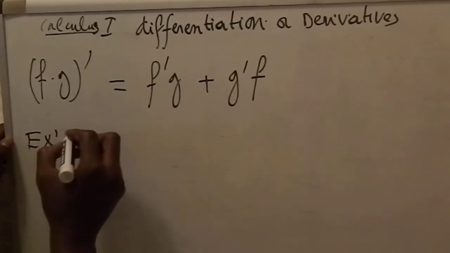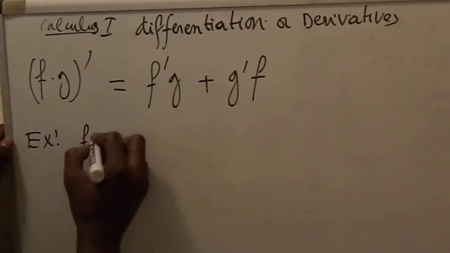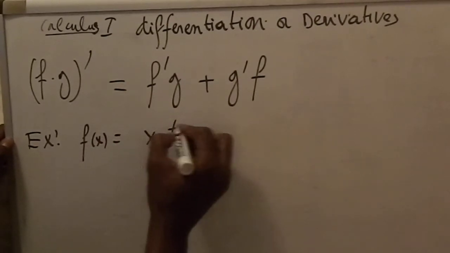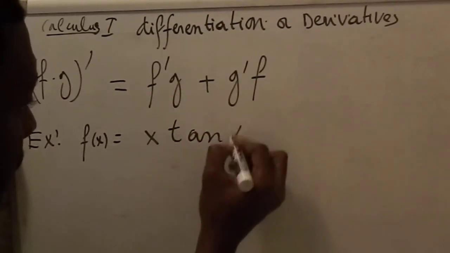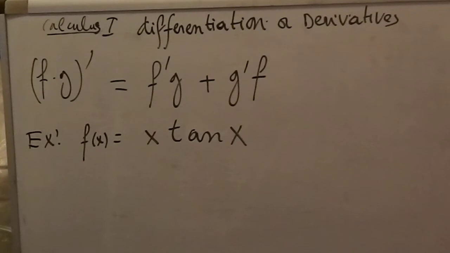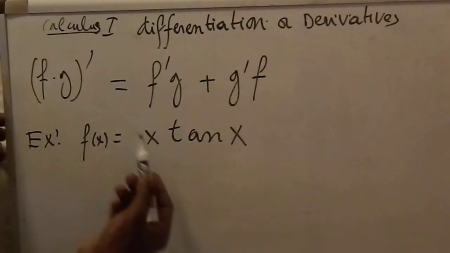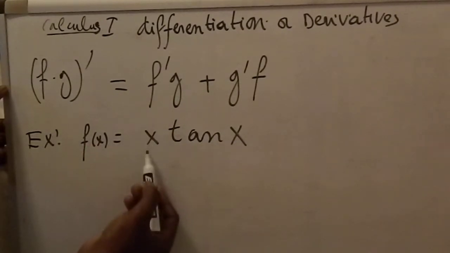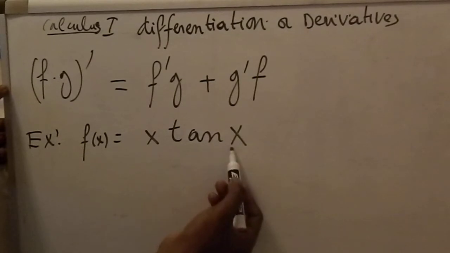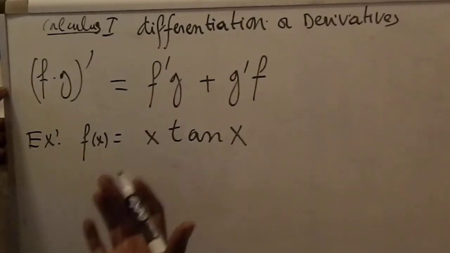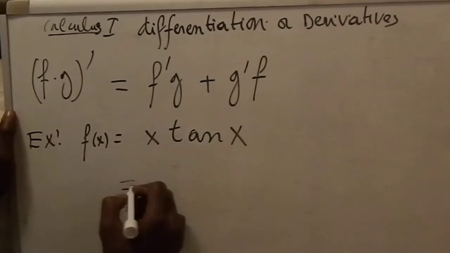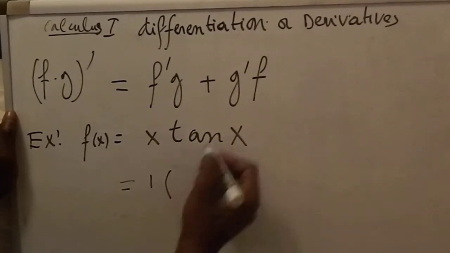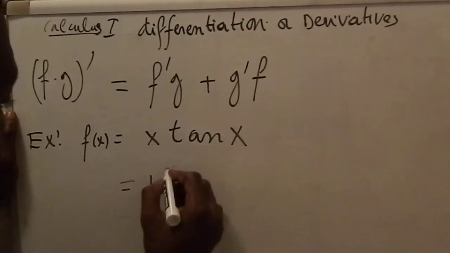Let's say they give me a function f of x equals x tangent x. My first thing to do is to identify what is my f. As you can see, it's a product of two functions. f can be x, and tangent x can be considered g. That means your first step is to take the derivative of x. The derivative of x is 1, so that's 1 times g, which is my tangent x.